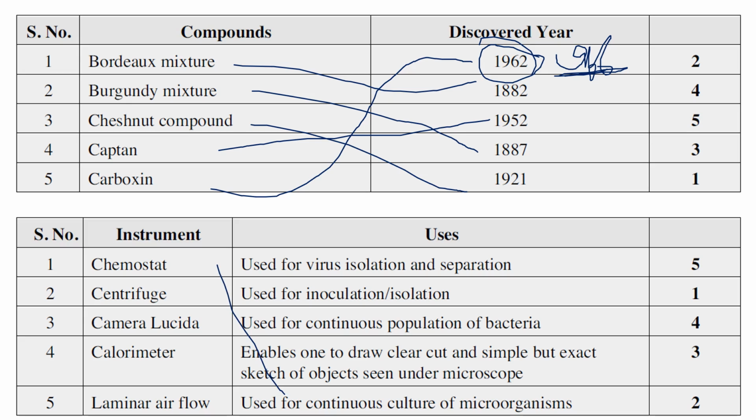Chemostat is generally used for the continuous culturing of microorganisms. Centrifuge is for isolation of particles or separation of particles. Camera lucida generally draws the sketches of objects under the microscope. Colorimeter, which is used to count the population of bacteria. Laminar airflow chamber, which provides a contamination free area for isolation and cultivation of microorganisms.